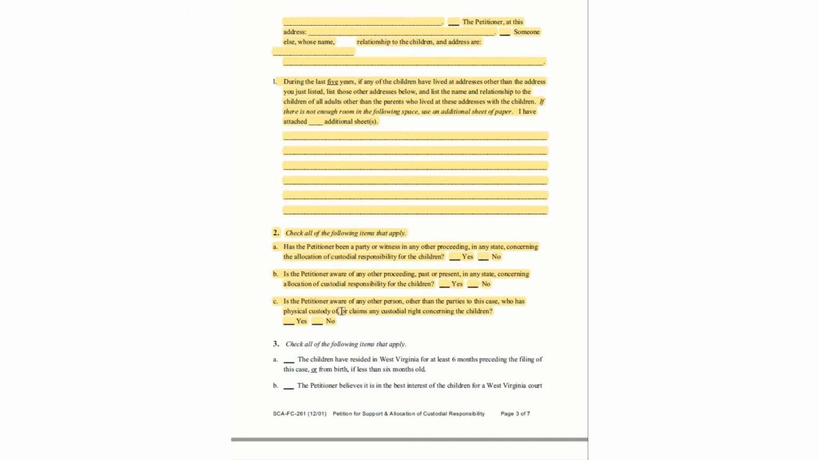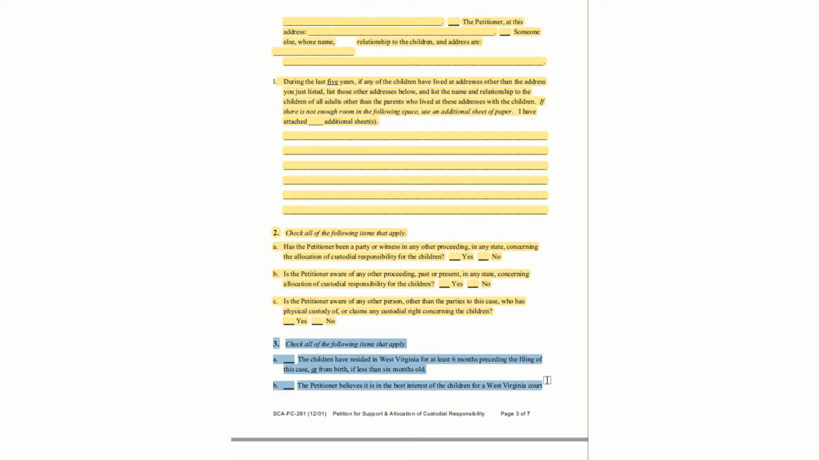C, the last question on 2 asks whether the petitioner, the person filing, is aware of other parties that have had physical custody or claims of custody regarding these kids. So if someone has had a guardianship order or an adoption that potentially hasn't been finalized yet, that's been filed, then you would mark yes here. You're aware that there's somebody else that might have a claim regarding custody, or no, if that's not the case, then you would mark it here.